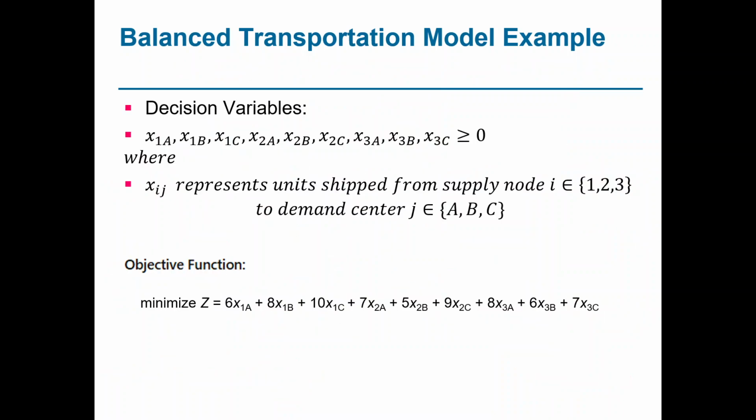This is also summarized in the next slide. If we write it formally, we must first define the decision variables: x1a, x1b, x1c, or xij, where i represents the supply and j represents the demand, and they must be greater than or equal to 0. These are the decision variables. Then comes the objective function, and as discussed in my previous videos, the objective function must be written in terms of decision variables. So 6x1a, 8x1b, 10x1c, and so on, as discussed in the previous slide.